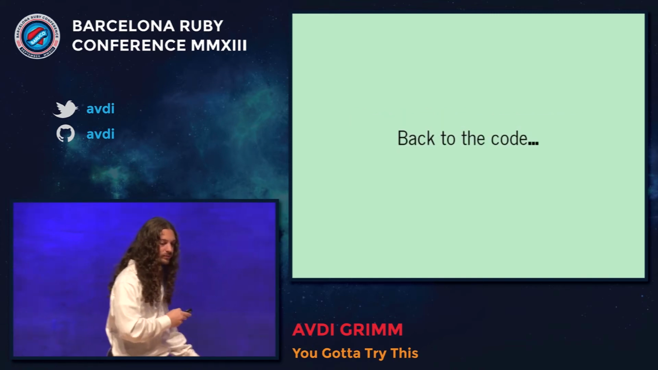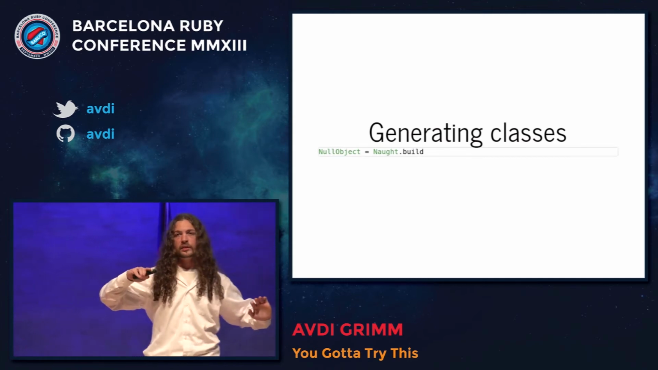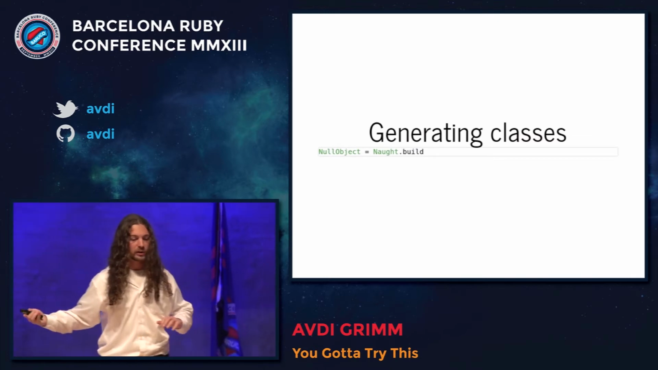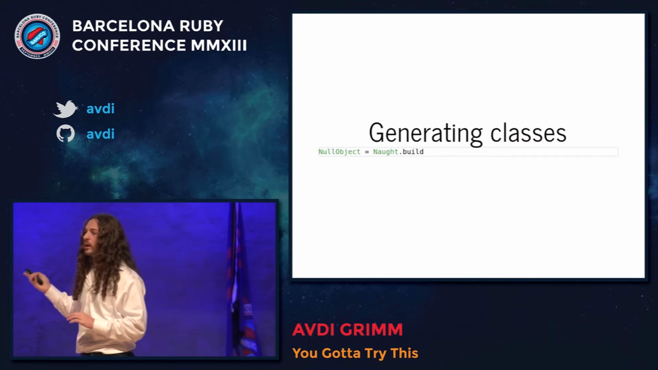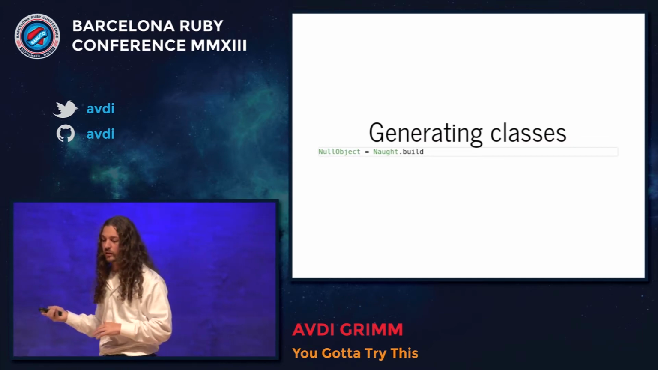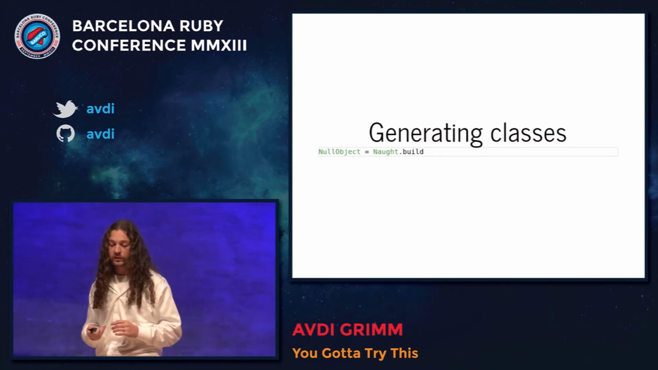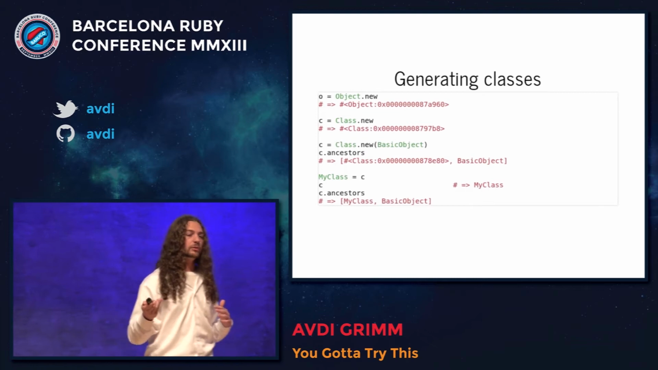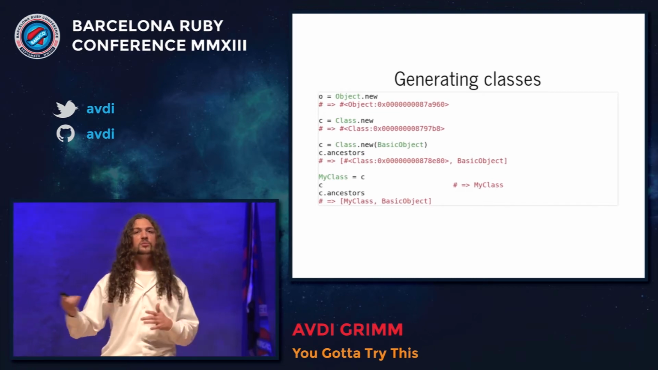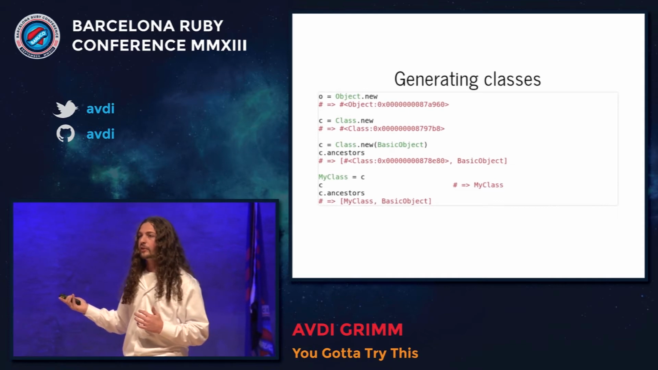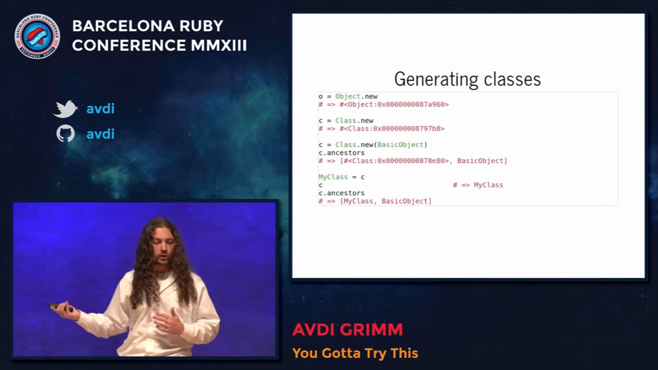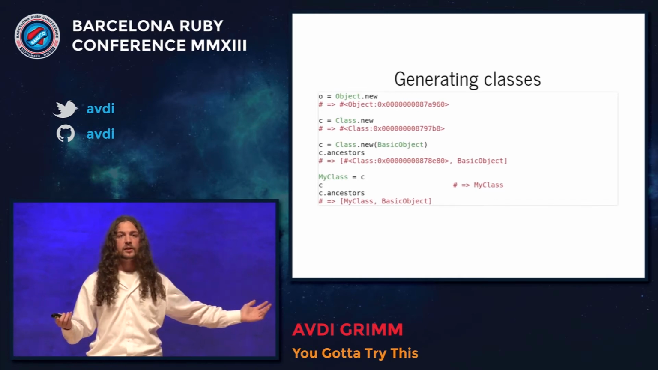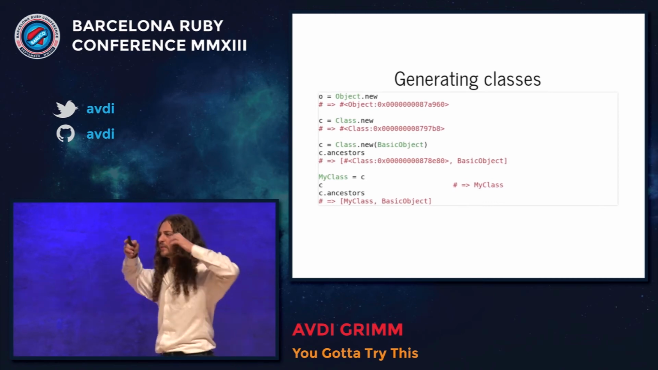Anyway, back to the code. So as I said, not is a library that's all about generating new classes. So when we use not, we assign the result to a constant because the result is a brand new generated class. Now, how do we generate classes in Ruby? Well, when we want to generate a new object in Ruby, we send the object class the new method. When we want to generate a new class in Ruby, we send the class the new method. I love the parity here.